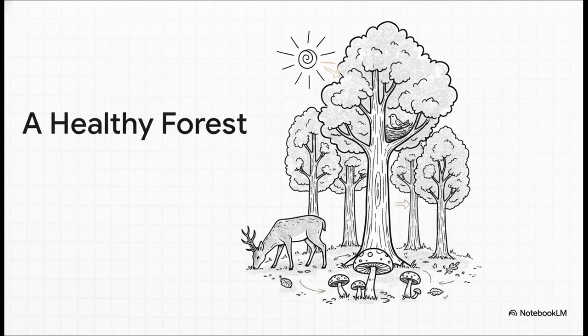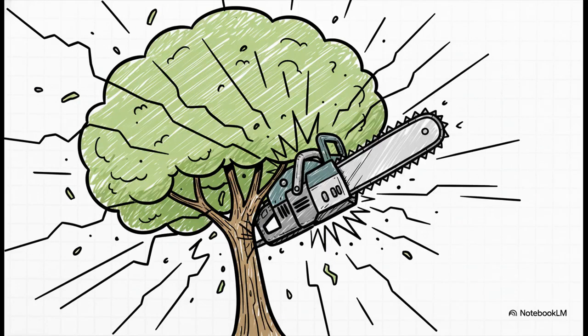I mean, just picture a healthy forest. It's the perfect example of balance, right? The trees are providing food and shelter, the animals are using the trees, and down in the soil, tiny organisms are recycling nutrients to keep everything fertile. It's a system in perfect harmony. But then you introduce a massive disruption like deforestation. You take away the trees. Suddenly, that entire system is thrown into complete chaos.